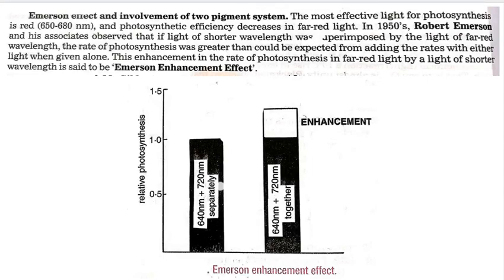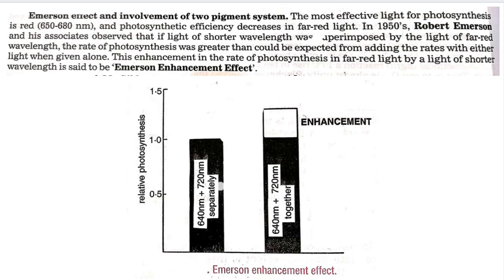Good morning, children. Let us continue with the lesson photosynthesis, and today we are going to study about Emerson's effect and involvement of two pigment systems. The most effective light for photosynthesis is red light, 650 to 680 nanometers, and photosynthetic efficiency decreases in far red light. You've studied about VIBGYOR, the spectrum, and when we move from red to far red light, photosynthetic efficiency decreases.